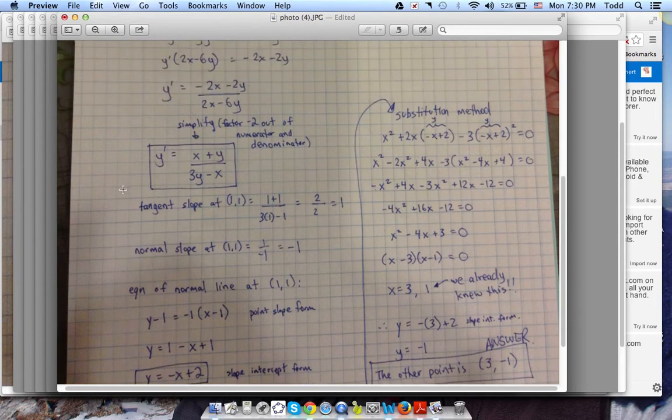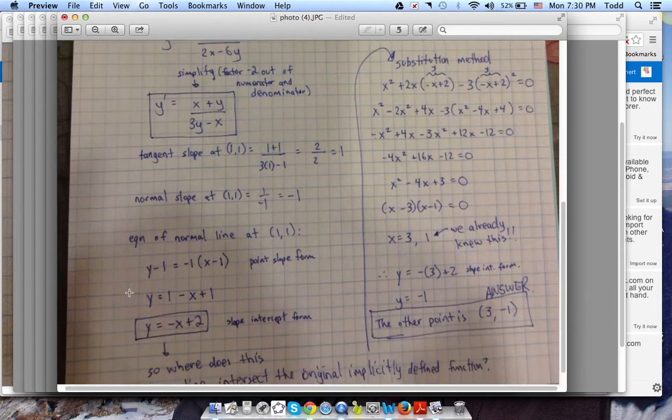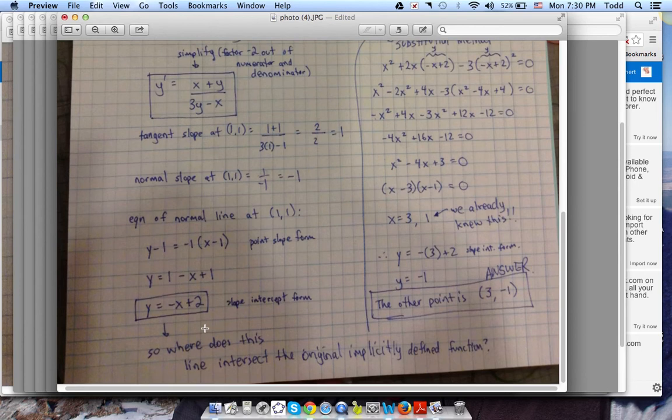Now I don't know exactly what the graph looks like, but this line obviously crosses our main function at (1, 1), and it's normal at that point. And so this line also crosses the function somewhere else. And your task is to find out where is that somewhere else. So kind of slip back into pre-calc mode, and it's basically a system of equations problem.